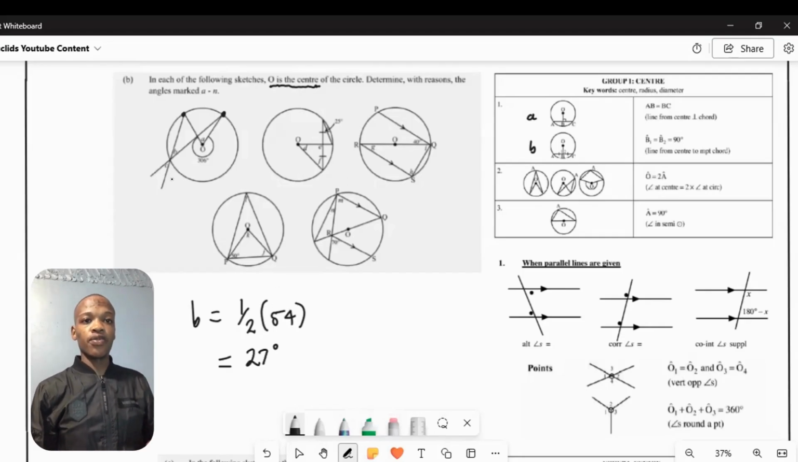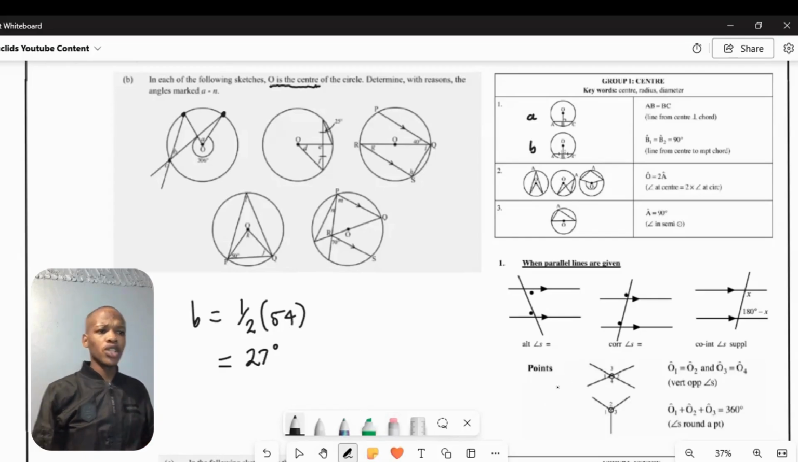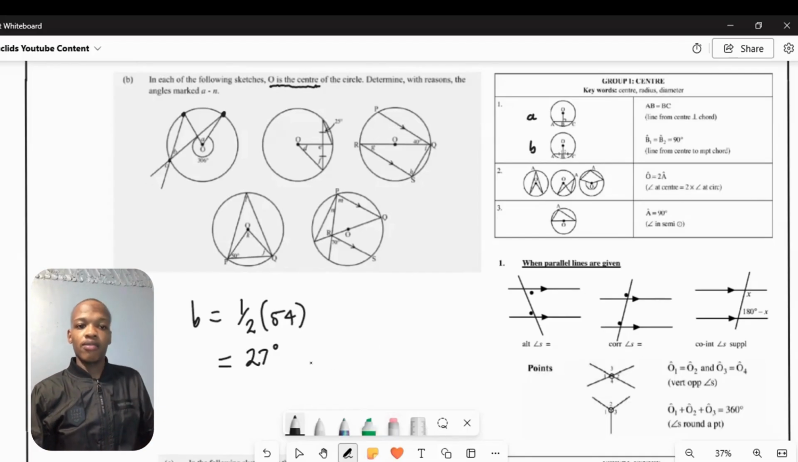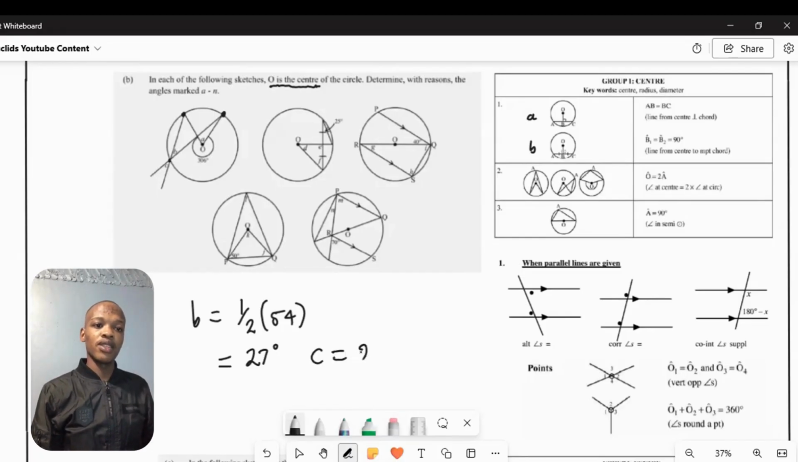Let's move. C. Okay, C is something that we know. We have a point here. Let's go and check on my point A to see what is happening. When we see a point, we can be able to identify vertical opposite angles. Is it? Yes. Which means C is equal to B, and then they are equal to 27 degrees.